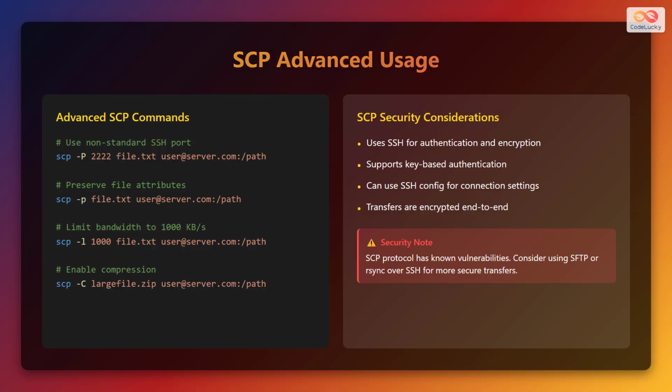To limit bandwidth, use the -l option followed by the desired bandwidth in kilobits per second. For example, scp -l 1000 file.txt user@server.com:/path limits the transfer rate to 1000 kilobits per second. To enable compression, which can be useful for large files, use the -C option. For example, scp -C largefile.zip user@server.com:/path. It is important to note that while SCP uses SSH for security, the SCP protocol itself has known vulnerabilities. For more secure transfers, consider using SFTP, Secure File Transfer Protocol, or rsync over SSH.